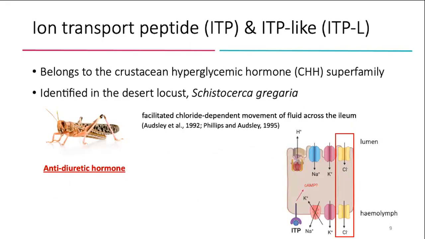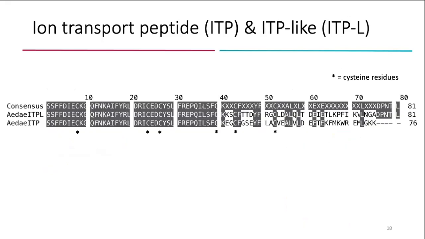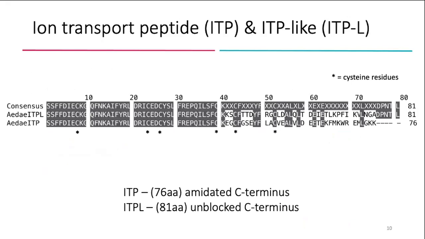And in 2007, Dye and colleagues identified a conserved ITP gene in the mosquito Aedes aegypti, and this conserved ITP gene in the mosquito encoded for two transcript variants. We have ITP, which is the amidated C-terminus 76 amino acid sequence here, and ITP-L, which is the longer transcript variant at 81 amino acids with an unblocked C-terminus.